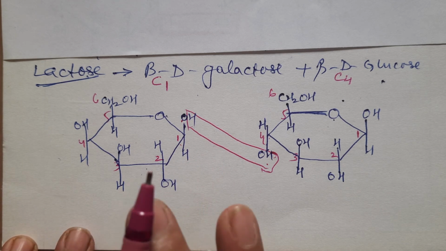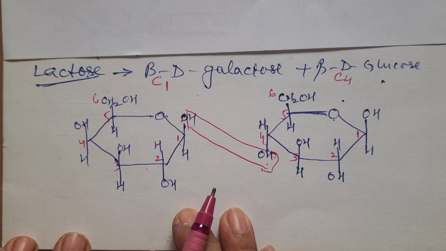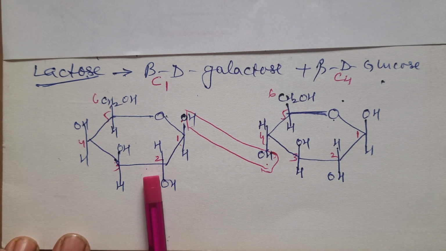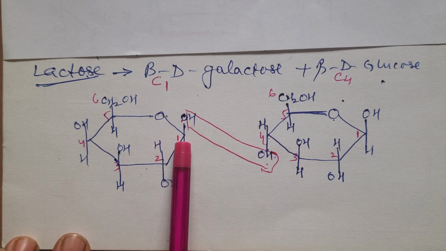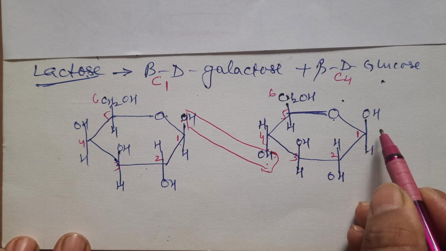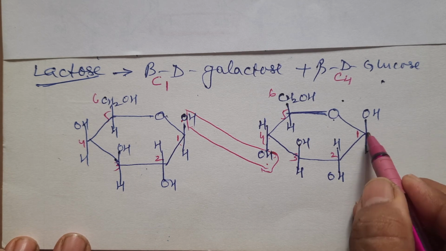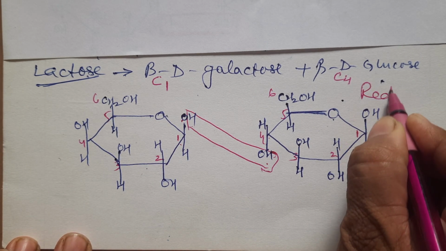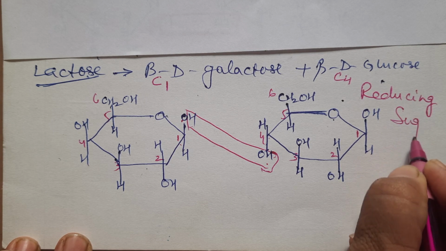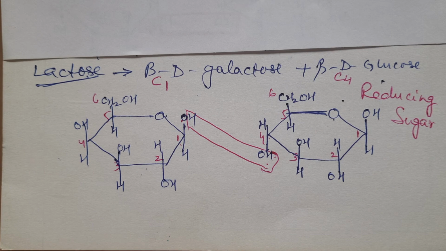Right. Now you just see here whether this is reducing or not reducing. Just think over it. For the first, beta D galactose, the first carbon atom is occupied. But for the second, beta D glucose, the first carbon is free. It is not linked to anything. Therefore, it is a reducing sugar. Clear? If the first carbon atom of glucose and the second carbon atom of fructose is free, it will be a reducing sugar.